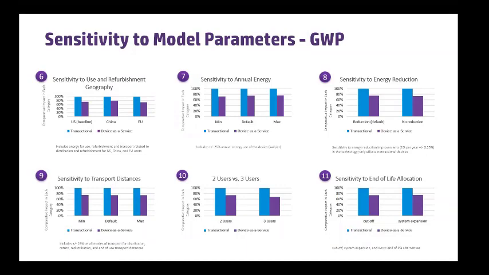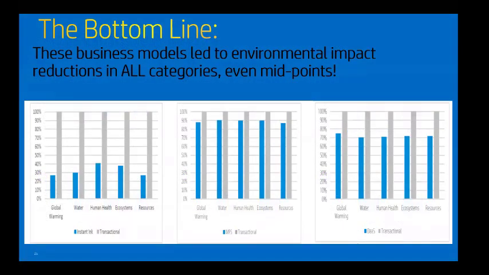So with that, the bottom line that I want you to get out of this is that these business models, at least what we were doing at HP, showed environmental reductions in all categories, even the midpoints. And these are the only LCAs we did in the entire 12 years I was doing LCAs at HP that had that. Every one of the other ones had trade-offs somewhere. And so this was a huge aha for us in how we, as HP, modeled and delivered our products to our customers and fitted into our circular economy strategy.